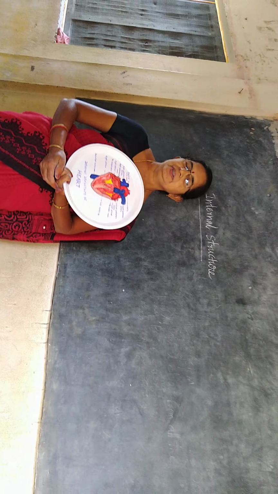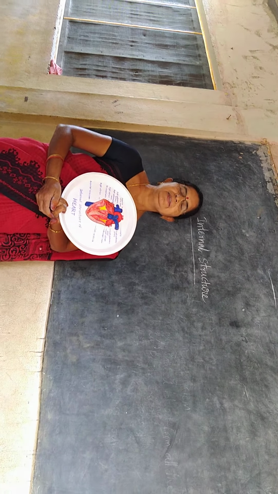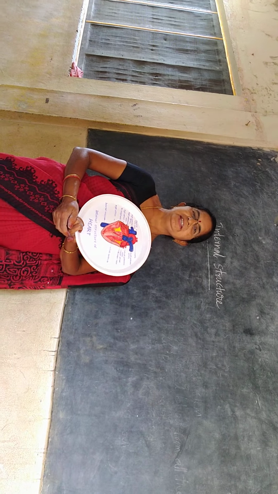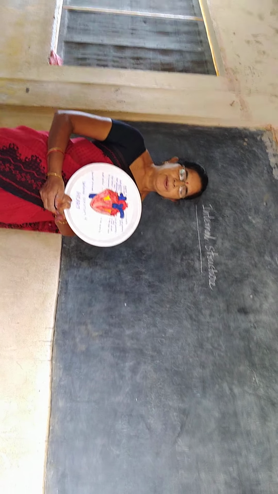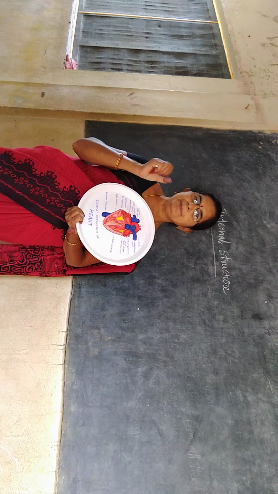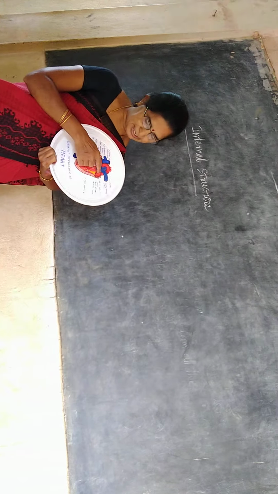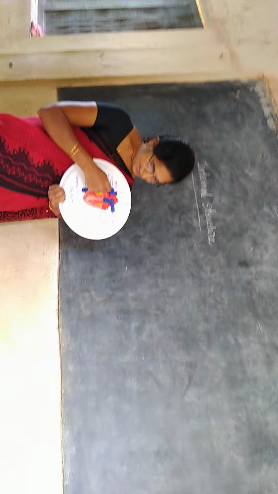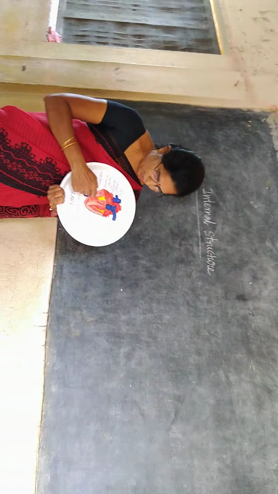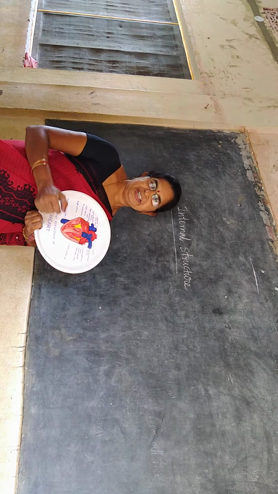Dear students, today we will discuss the internal structure of the heart. We know that the heart is the vital organ which supplies blood to each and every part of the body. Its main function is pumping the blood. Do you know how many chambers there are in the heart? There are four chambers. The upper chambers are called auricles. The lower chambers are called ventricles.